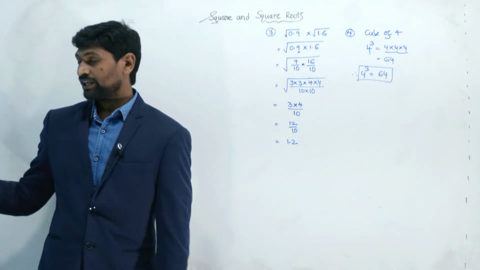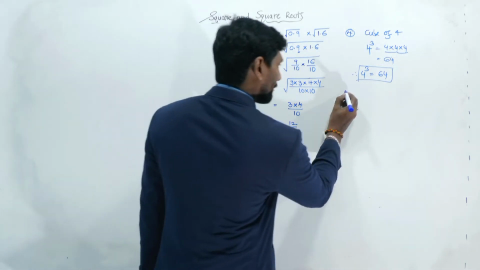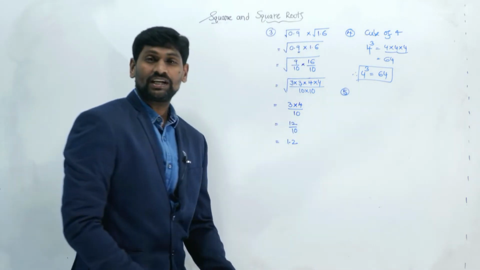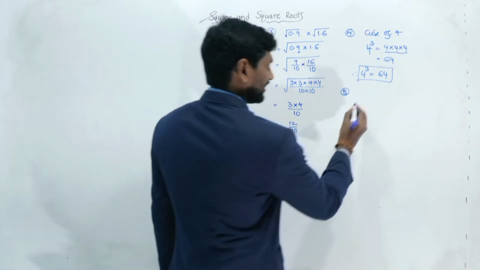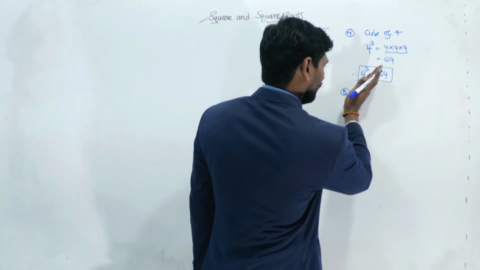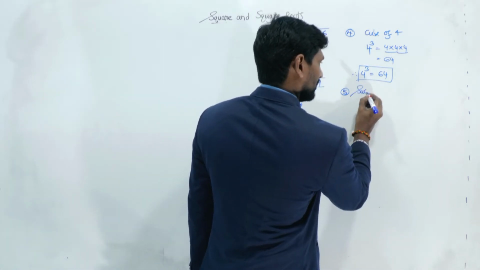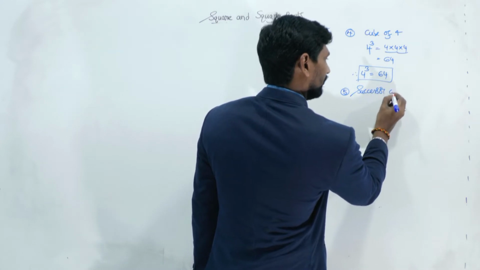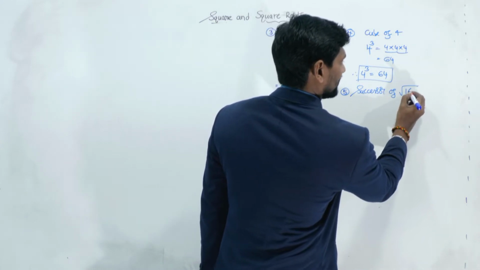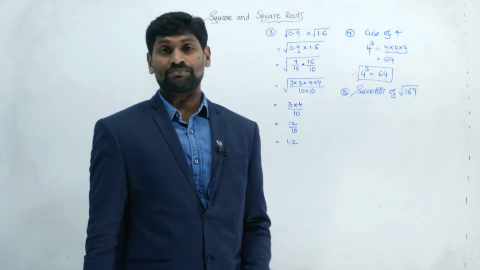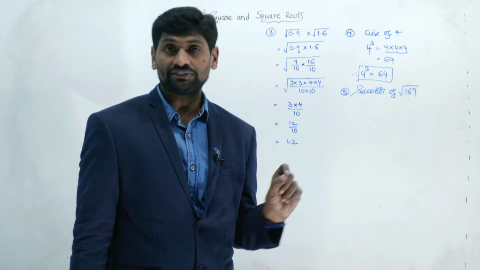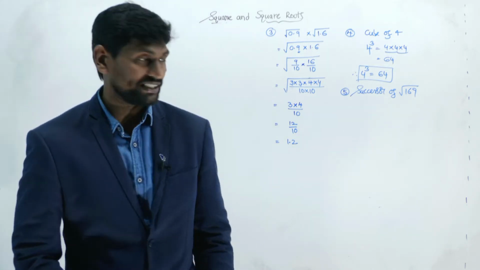Right. So coming to question number 5. The question is: given the successor of the square root of 169. So first of all, we need to find the value of the square root of 169.